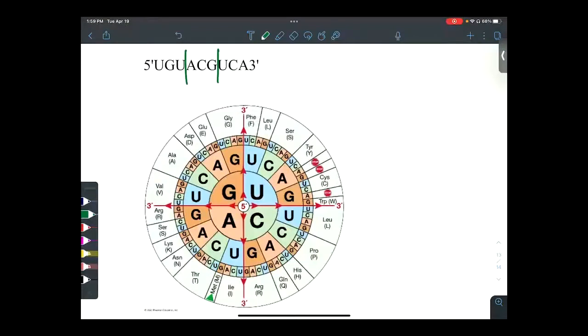UGU, I like doing these. Do you like doing these? Yeah? UGU, so U, G, U, that first one is cysteine. So then A, C, G, threonine. And the last one, UCA, so UCA, so serine. You got that? Yeah.